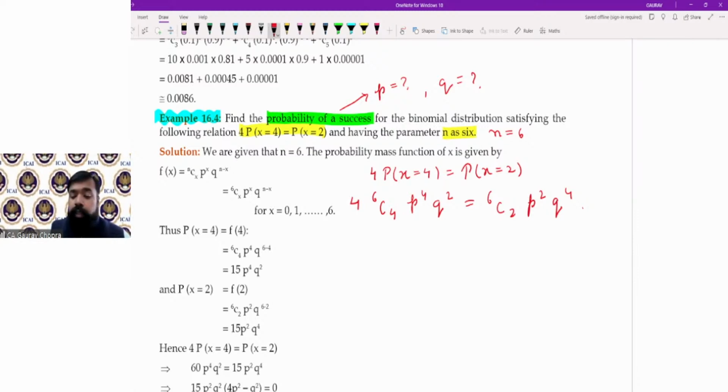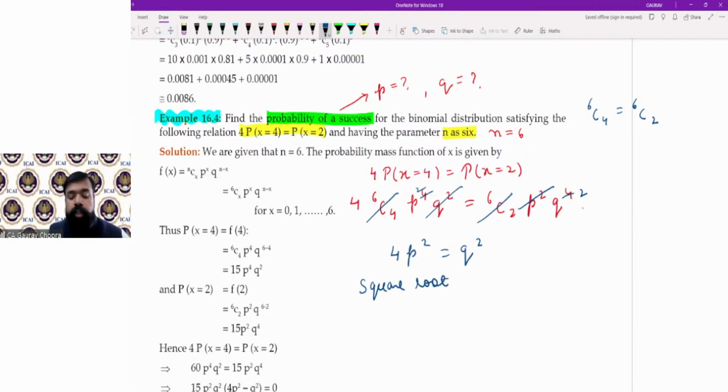Now in combination, we have done that 6C4 is equal to 6C2. This we had done. So since these two are equal, we can cancel them. Then p square will be cancelled. Q square will be cancelled. So what is left? 4p square is equal to q square. This is left. Now we can take square root on both the sides.